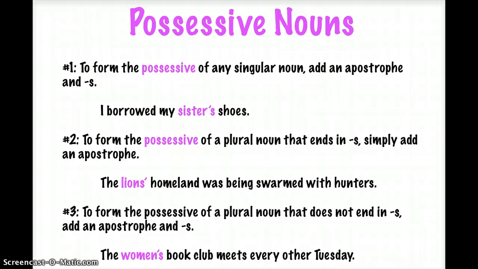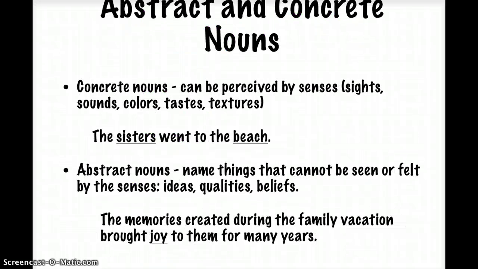And lastly, to form the possessive of a plural noun that does not end in S, add an apostrophe and S. So for example, the women is plural. We have to make that possessive. The women's book club meets every other Tuesday.